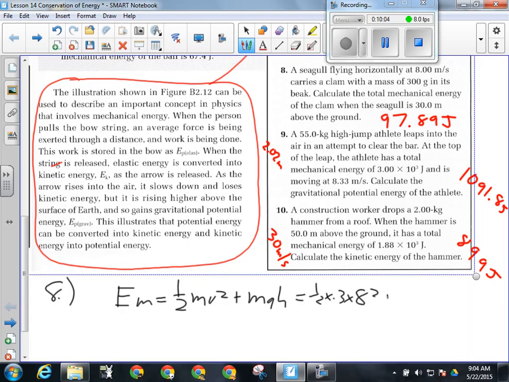Then we're going to add that to 0.3 kilograms times 9.81 times the height of the clam, which was 30 meters. And when we do that, we should get 97.89 joules. Everybody with me there? Does that make sense? So that's one of those little things we've got to remember.